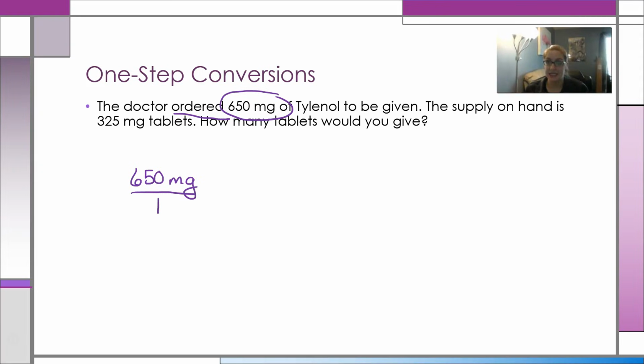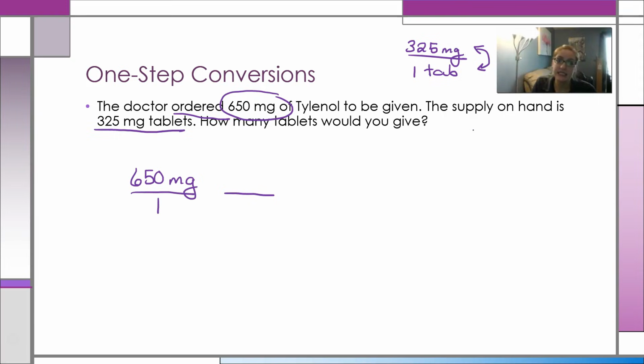Now, the next thing we need to do is look for the conversion factor, or what the supply we have on hand is. So the supply on hand is going to be 325 milligram tablets. That means for every one tablet, it's going to be 325 milligrams of that medication. So we need to turn that into a fraction: 325 milligrams per tablet. That's going to turn into a fraction, 325 milligrams over one tablet, because every one tablet has that much medication. Or we could, in fact, flip that and have the milligrams on the bottom and the tabs on the top.